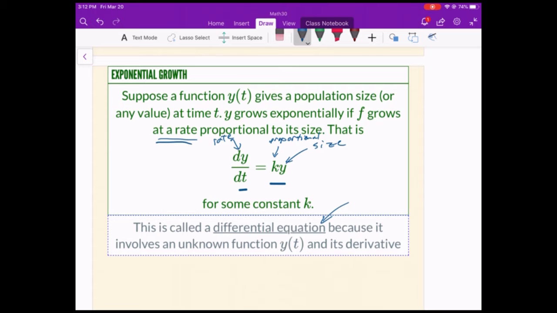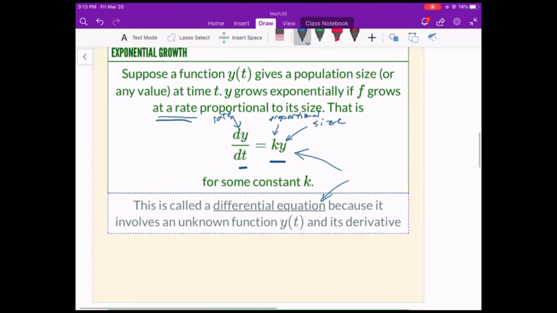Now, just a side note, this is what we call a differential equation. Rather, this guy is, because it's an equation that involves not only the derivative of y, but it involves y itself. And so anytime that happens, it's a differential equation. Because keep in mind, the independent variable here is not y. y is a function of the independent variable t.